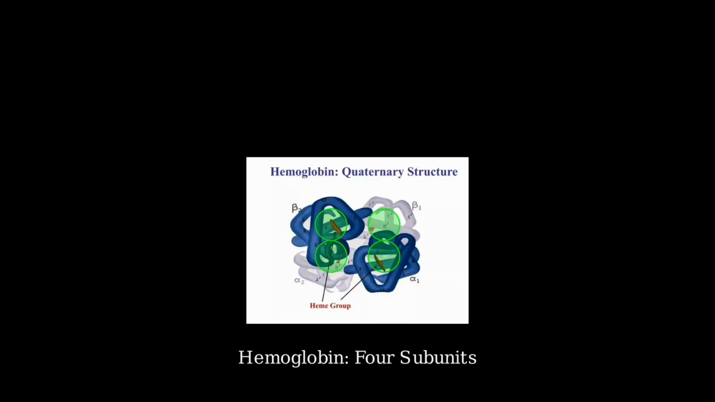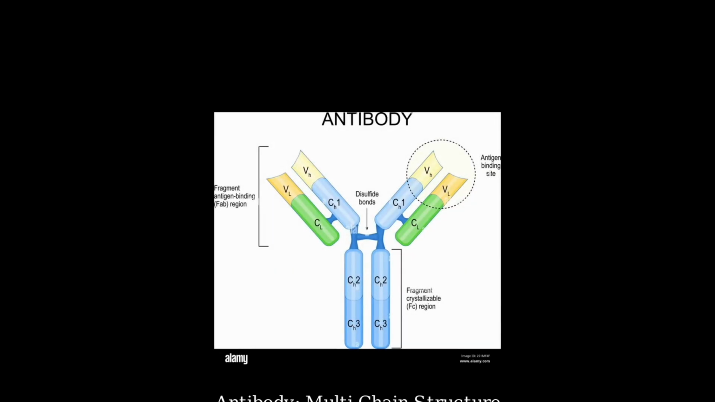It consists of 4 polypeptide subunits, 2 alpha chains and 2 beta chains, that assemble to form the functional quaternary structure. Another example is antibodies, which are composed of multiple polypeptide chains. They have 2 heavy chains and 2 light chains that form the Fab regions for antigen binding and the Fc region for immune system interactions.